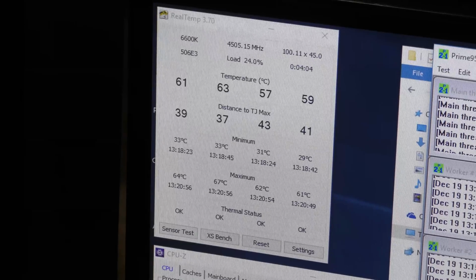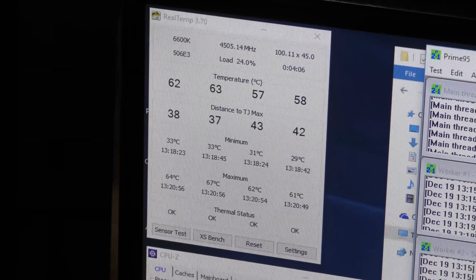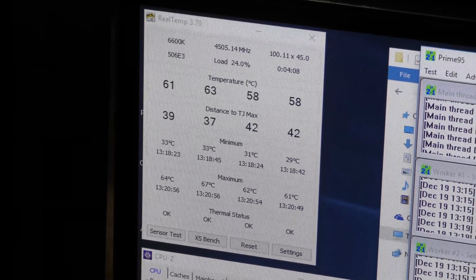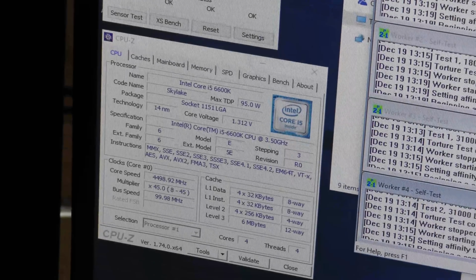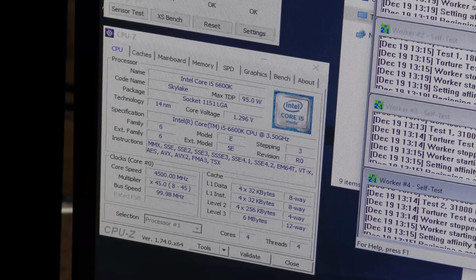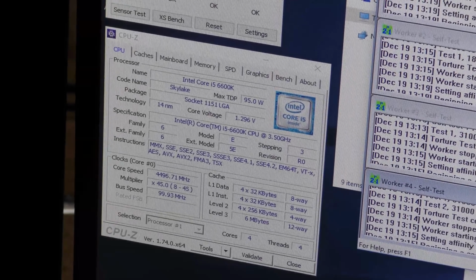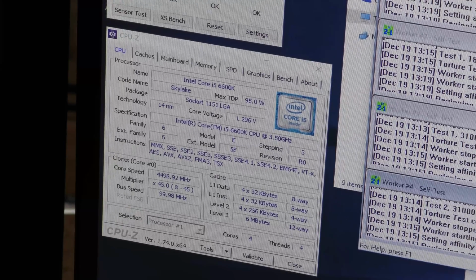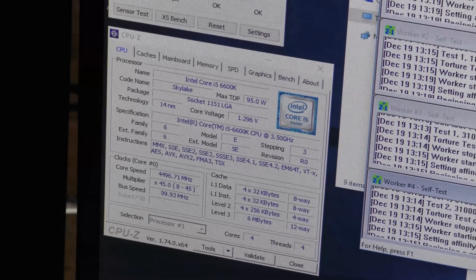And yeah, 4.5 gigahertz still is a nice overclock there, and you know, I'll just continue to run Prime 95 and we'll see how we go. So you can see there, 4.5 gigs and core voltage of 1.296 volts. So far, so good.